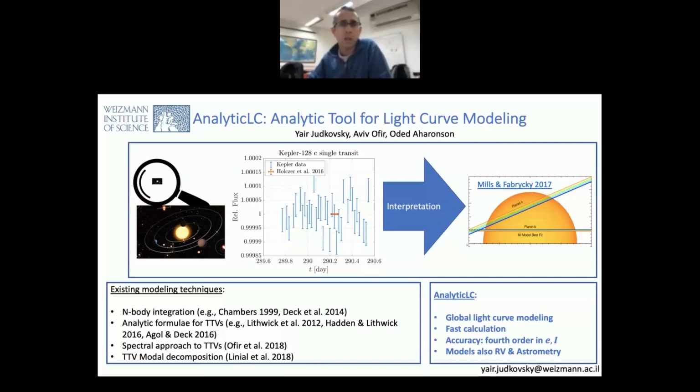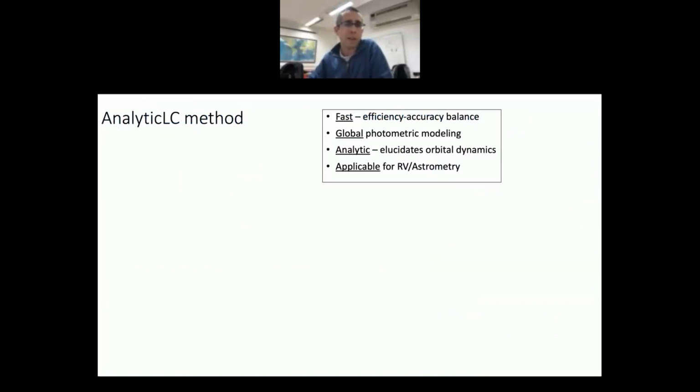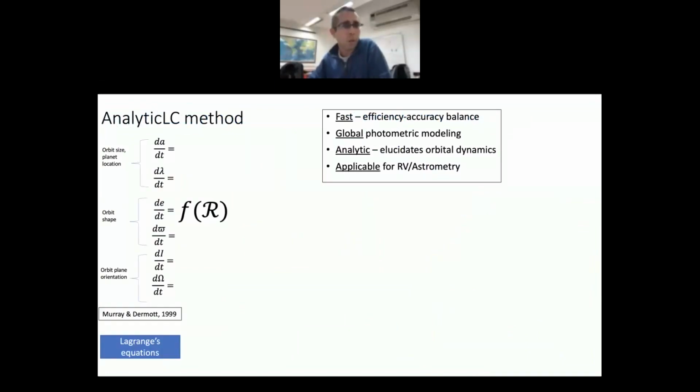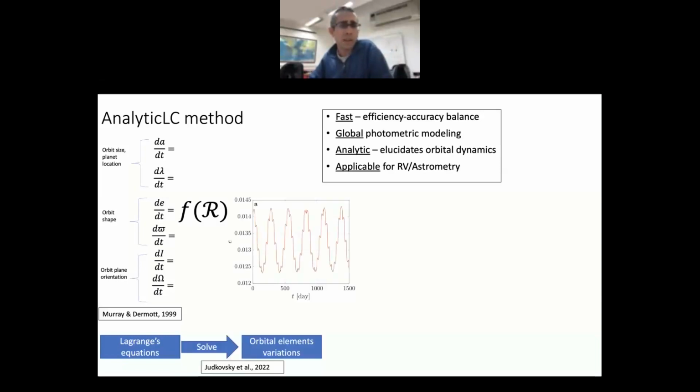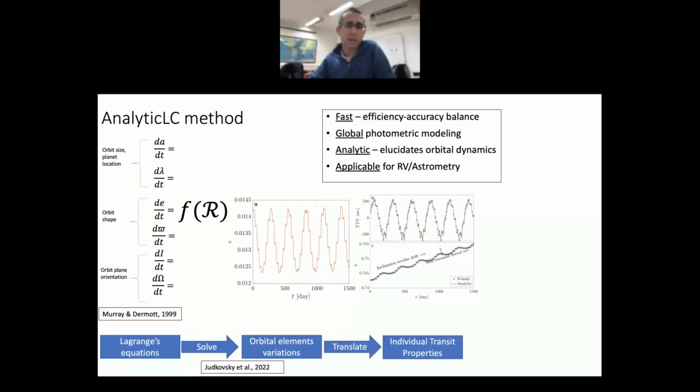So this is the flow of AnalyticLC, how it works. We're solving Lagrange planetary equations that give us the variations in the orbital elements based on the disturbing function formalism that has been presented here before. And we get the variations in the orbital elements of all planets. You're seeing here the changes in the eccentricity as a function of time, but we do the same for all orbital elements. And these in turn are translated into individual transit properties, namely transit timing, impact parameter, duration, etc.